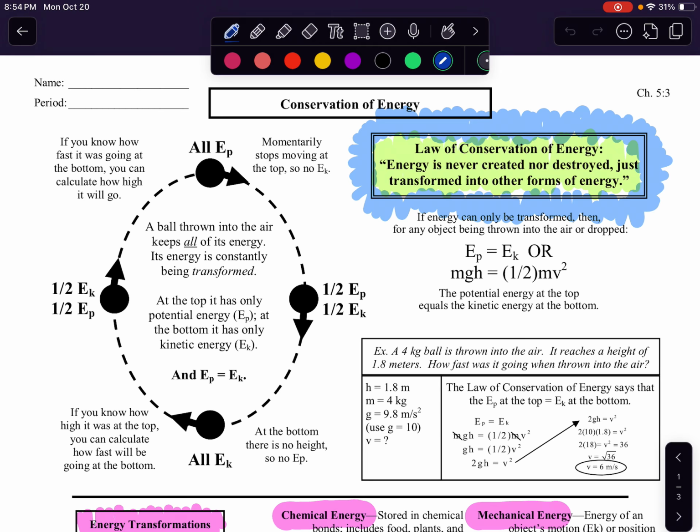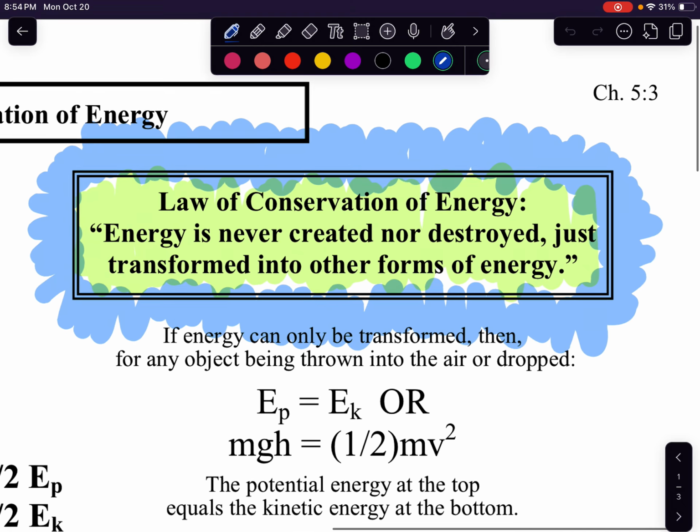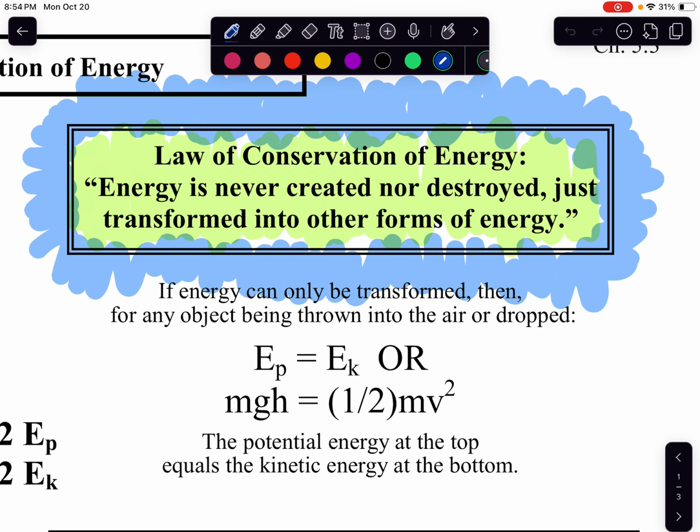I'm going to start off with the definition, which we did talk about yesterday. So the law of conservation of energy, it's a scientific law, which describes what is always true under certain conditions. Like there's scientific laws, there's theories, there's hypotheses. A law and a theory are both well supported ideas. So it tells us that energy is never created nor destroyed.